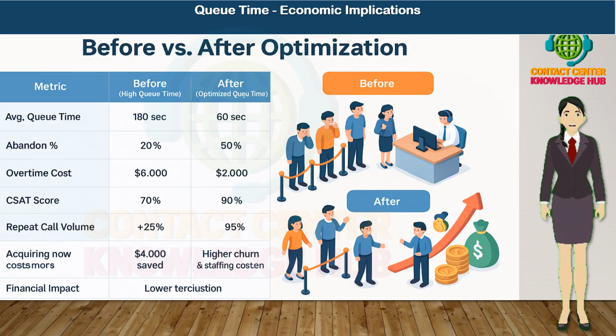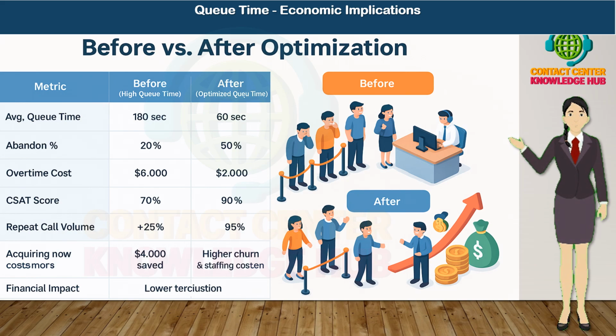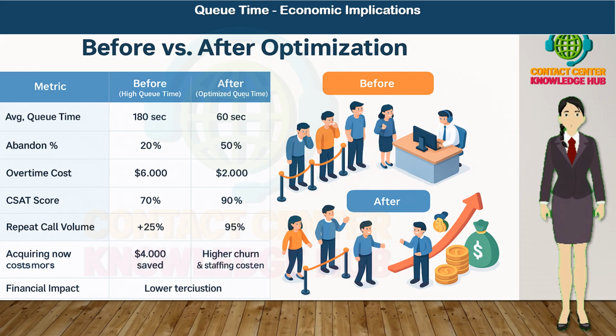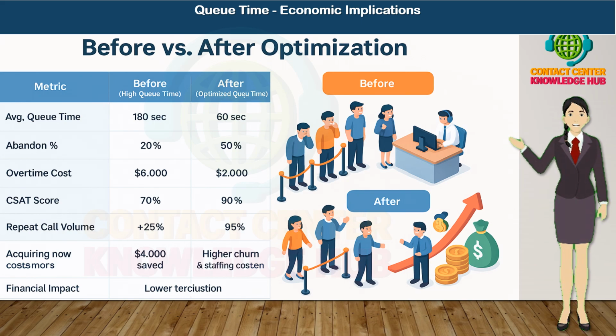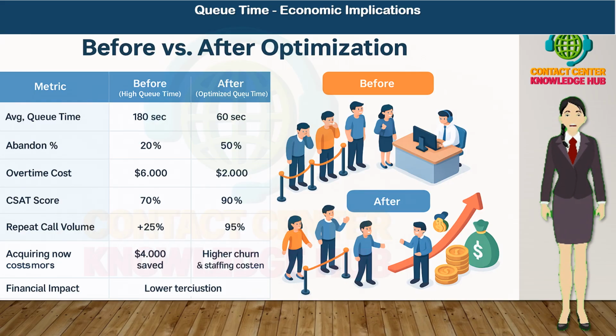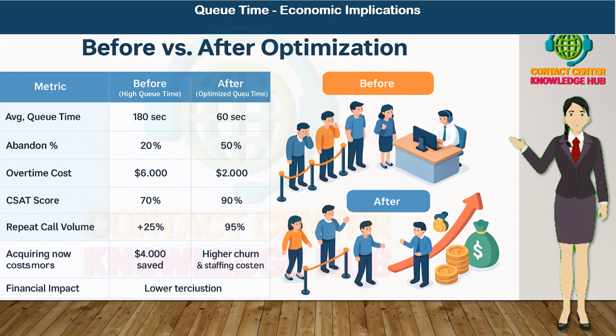Let's look at a before and after scenario to see how optimizing queue time directly impacts financial outcomes. Before optimization, average queue time was 180 seconds. Abandonment rate stood at 20%, meaning a large share of customers never got through. Overtime costs were $6,000, CSAT scores hovered around 70%, and repeat call volume was up 25%.